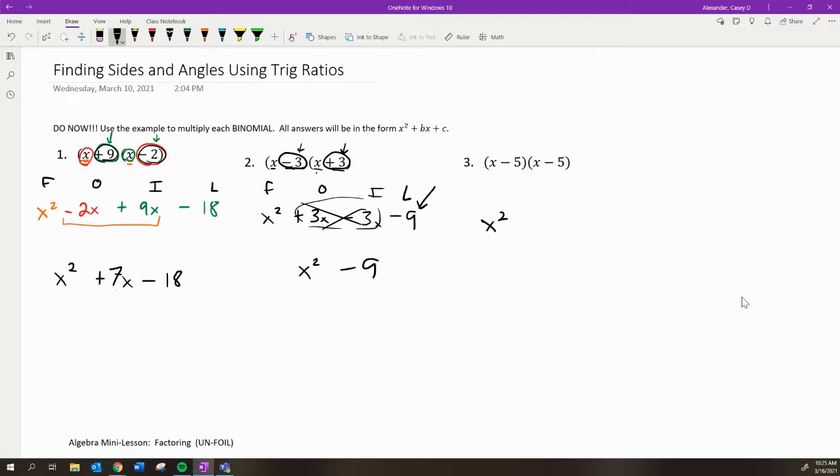I know that I'm going to do x times -5, and then this x times this -5. So if I just add -5 to -5, that's -10x. And then if I multiply -5 times -5, that's +25.